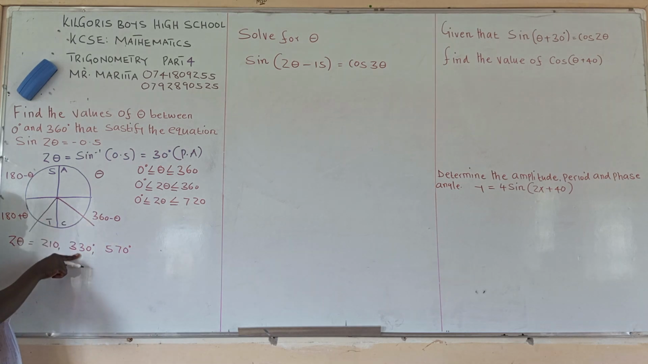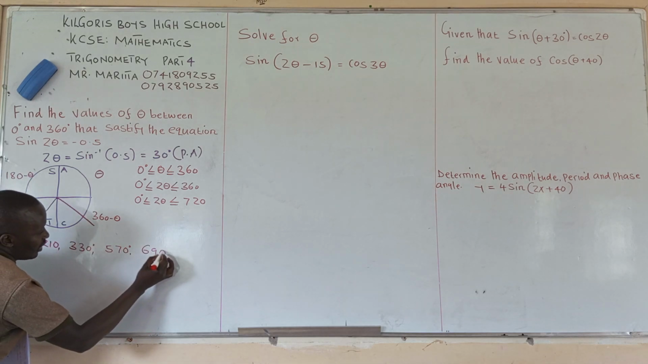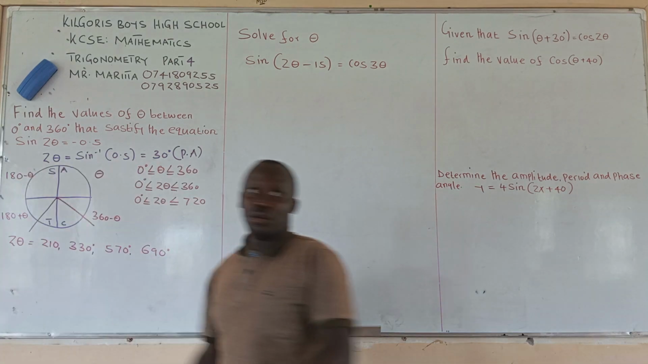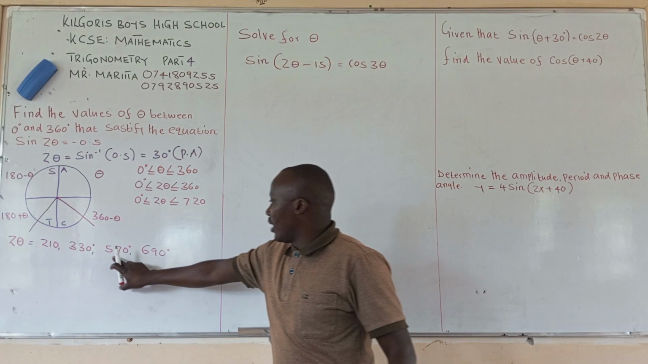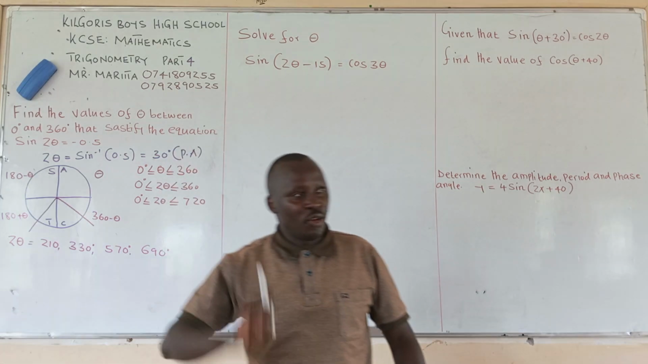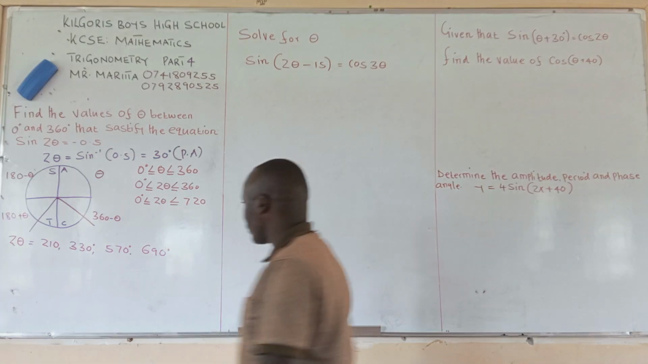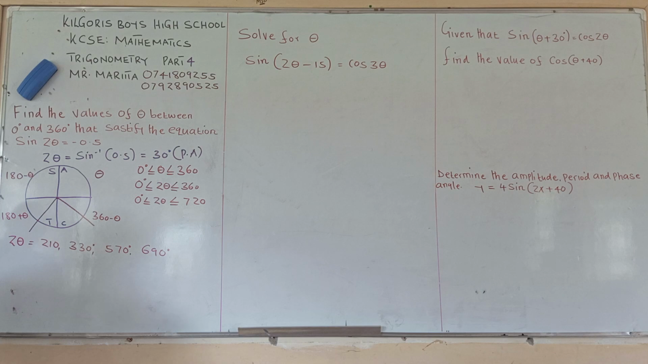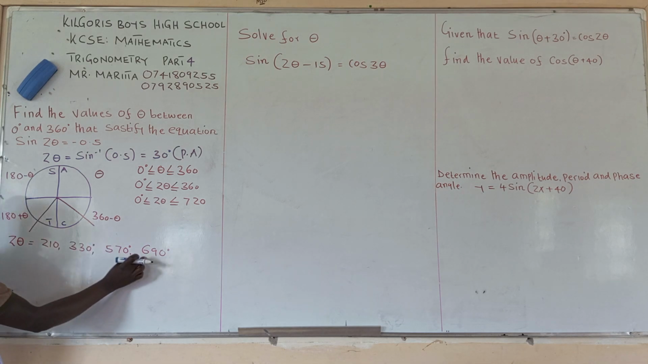If we move next, we come here to 330 plus 360, which is giving us 690. So these are now the possible solutions we can have from this unit circle. So we have 210, we have 330, 570, 690. Make sure you use this concept very well and you understand it very well. If you cannot understand this part, then you will not get the correct solution. Then from here we have that our 2 theta is equal to 210, 330, 570, 690.